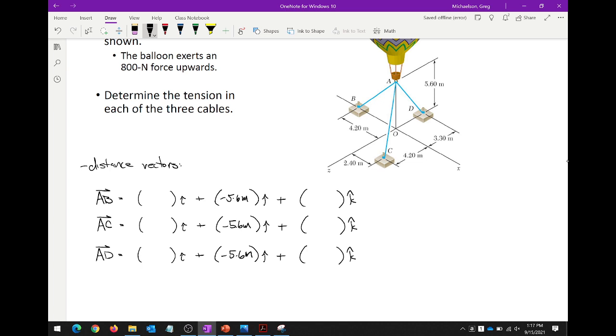So AB, let's look at AB first. Can anybody tell me what this value is going to be? This is the x distance for AB.